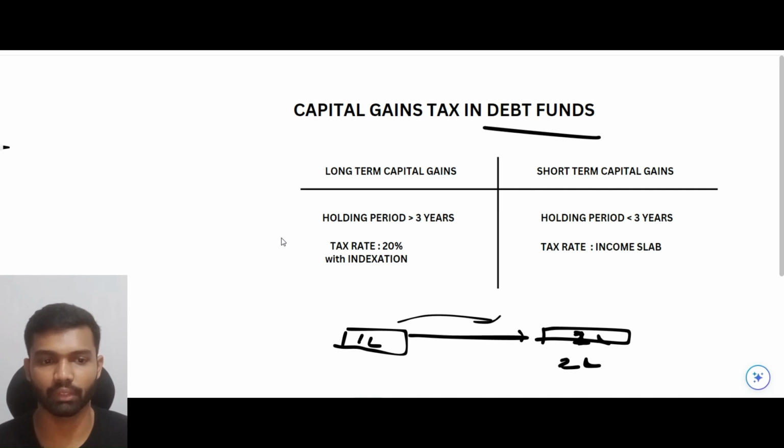Let us see the difference between long-term capital gains and short-term capital gains. If we hold the debt mutual fund for more than 3 years, it will come under long-term capital gains tax. If we hold the debt funds for less than 3 years, then it will be taxed according to short-term capital gains tax. For long-term capital gains, whatever gains we get, we should pay 20% on that with indexation benefit. But in the case of short-term capital gains, we should pay according to our tax slab as we saw before. Now let's see what an indexation benefit is.